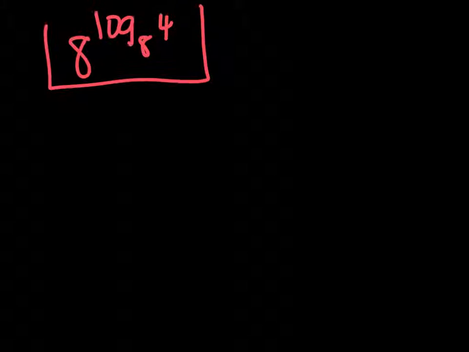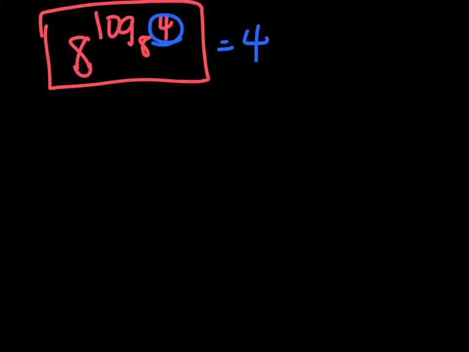Okay, let's try some other ones, some basic simplifying things. If I have 8 raised to the log base 8 of 4, and I want to simplify that, here you're combining an exponential and a log, and remember they're inverses of each other. As long as this number is the same as this one, this is my answer. So my answer is 4.